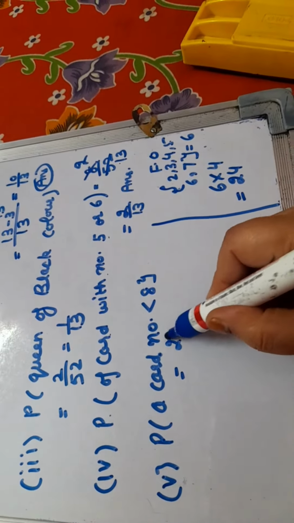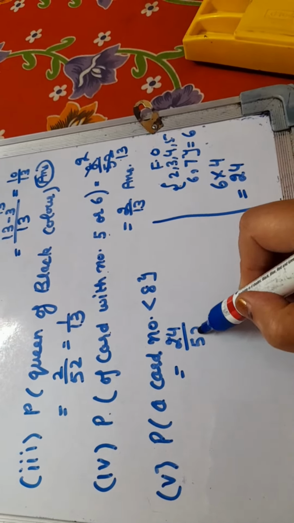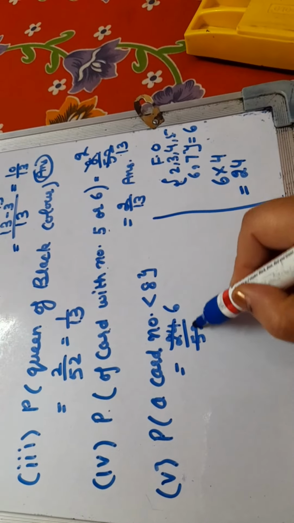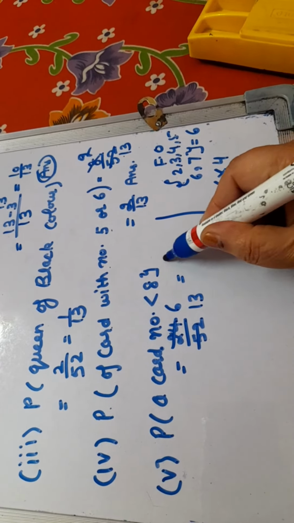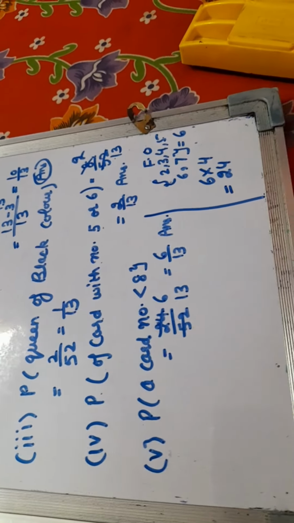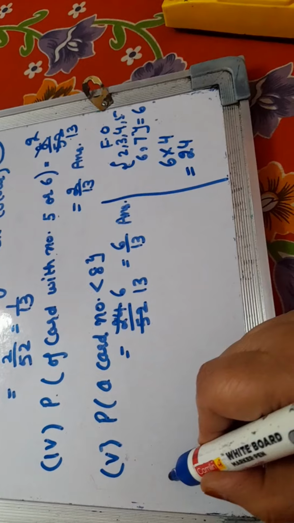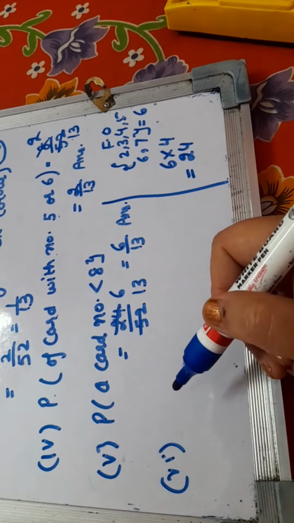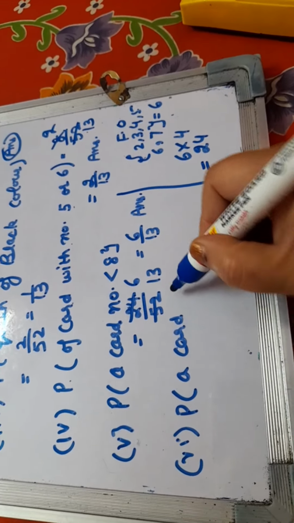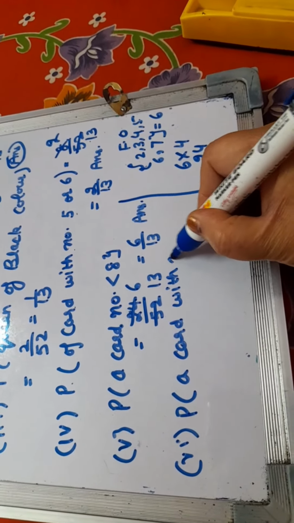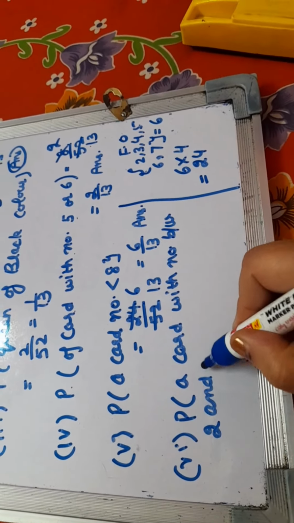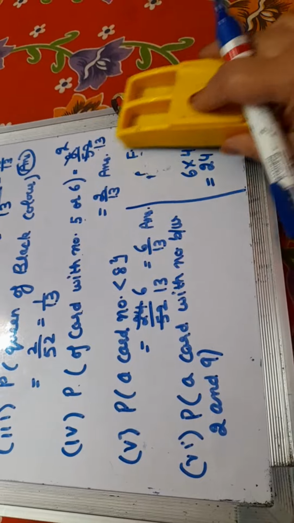So required probability is 24/52. Cut it by 4. 4 sixes are 24, 4 thirteens are 52. So our probability is 6/13. Now we will do its 6th part. A card with number between 2 and 9. Probability of a card with number between 2 and 9. Let's list favorable outcomes first.